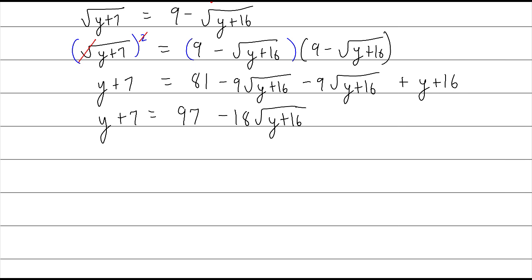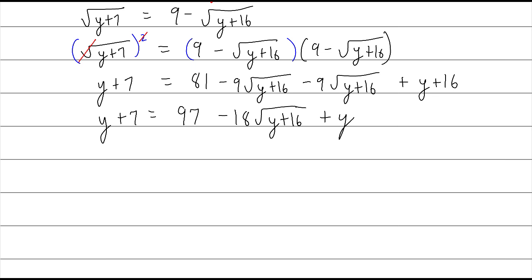Okay, let's try to get this by itself. So we're going to subtract 97 from both sides. 7 minus 97 is negative 90. Oh, well. I just realized I left something off. Hold on. I got excited. Plus y. There we go. Okay, I left that off. All right, I don't want to leave that off because then my problem is going to get more complicated.